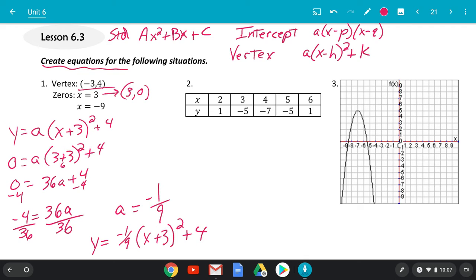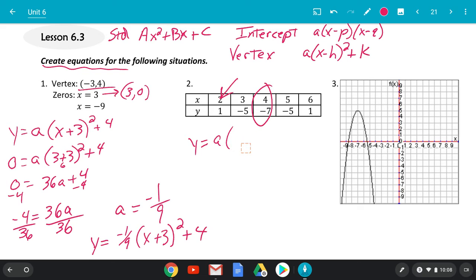In my second equation, I'm going to do the same thing. I got to start by finding my vertex. Remember how we talked about in class, we're looking for the y values that match. Those match, and those match. Since they match, this must be my vertex. So I'm going to take that vertex and, I'll choose this point, my x's and my y's. So y equals a times x minus 4, but I'm going to plug in that 2, so 2 minus 4, quantity squared.